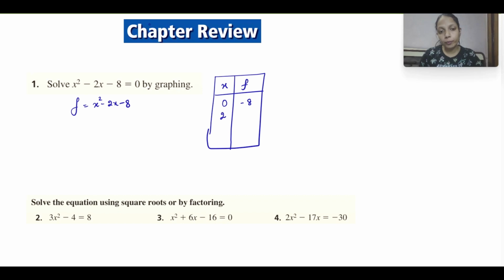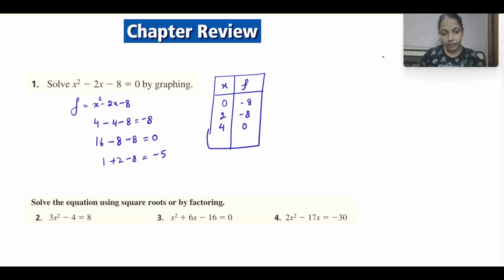If I put 2, it becomes 4 − 4 − 8, which is −8 again. Now I substitute 4. 4² is 16, minus 4 twos are 8, minus 8. So this is 0. At 4, it is 0. Now try some negative values. If I substitute −1, the square is 1. −2 times −1 is positive 2, minus 8, which is −5. At −1, it is −5.